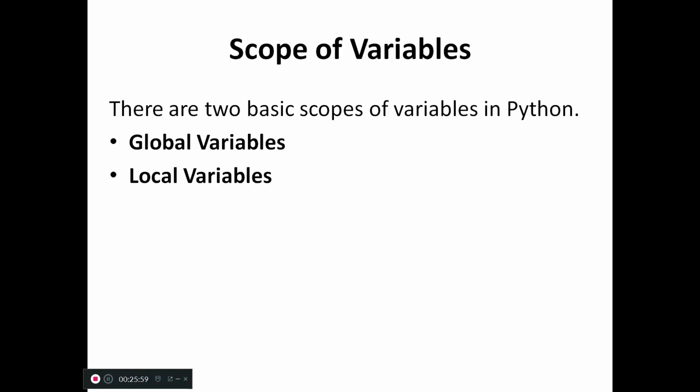Okay, let's look at the scope of variables. All variables in a program may not be accessible at all locations in that program. This depends on where you have declared a variable. The scope of a variable determines the portion of the program where you can access a particular identifier. There are two basic scopes of variables in Python. One is the global variable, the second one is the local variable.